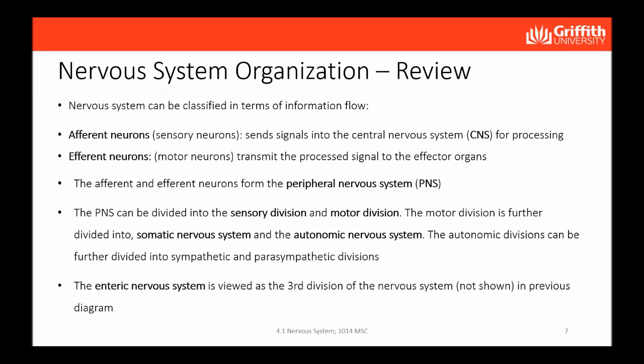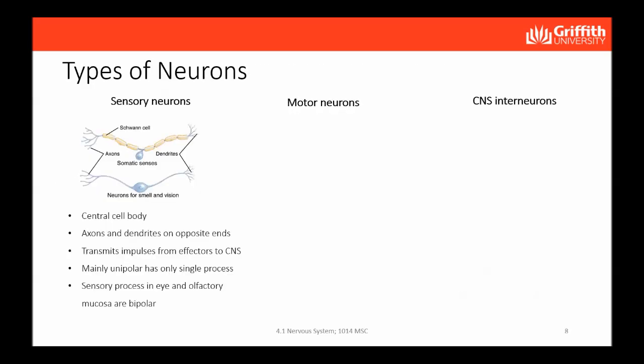Finally, the enteric nervous system is considered as the third division of the nervous system. However, this is not shown in the previous figure. Neurons are classified into three functional types. The sensory neurons transmit impulses from the sensory receptors in the skin or internal organs to the CNS.